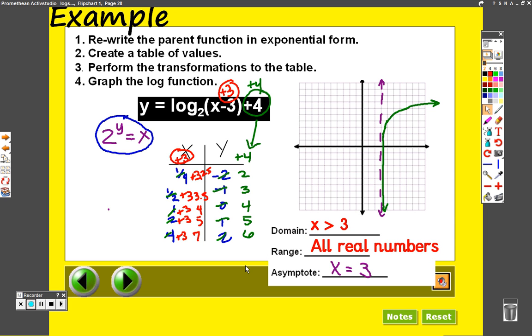That would be that problem. So that was just a brief overview of how we're going to be graphing logs.